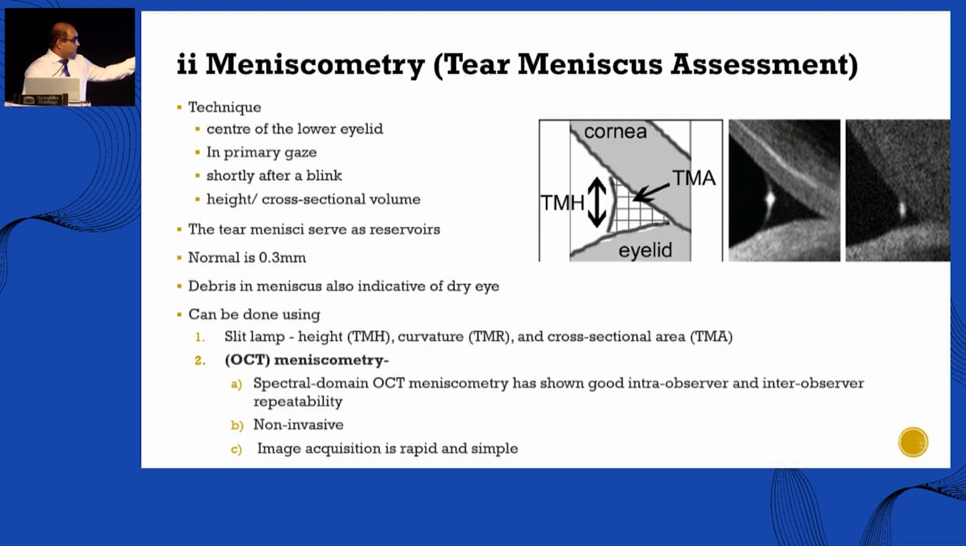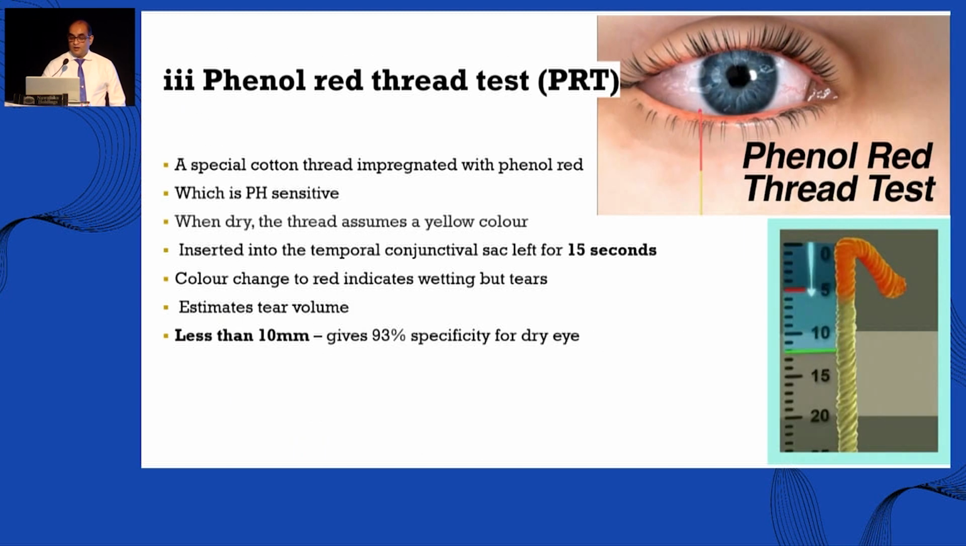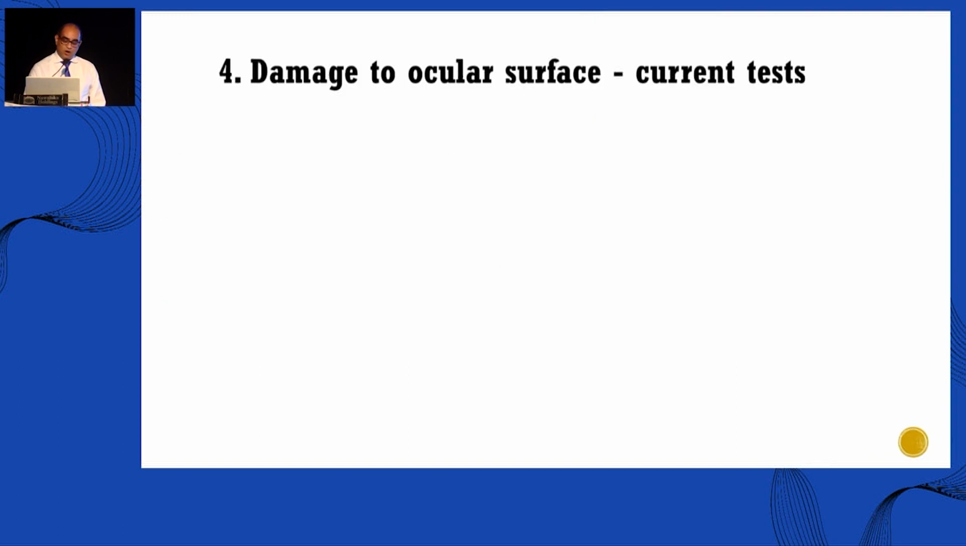So here you can see these OCT images. The first one is a normal patient, and in the second patient, you can obviously see the tear meniscus height is less and the volume is less, and he's having dry eye. And the phenol red thread test is a little bit outdated at the moment, so I don't want to go into details. Now we assess the ocular surface damage.